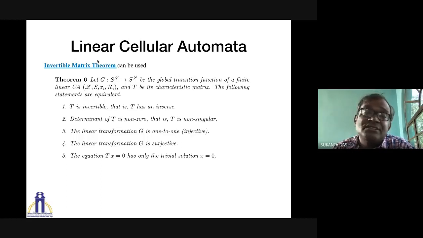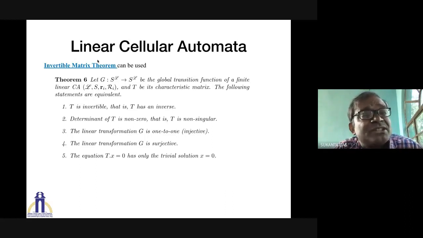Therefore, if T has an inverse, then T is non-singular, or if T is non-singular, then T has an inverse. If you want the proof of this theorem, it is a very basic theorem of matrix algebra. You can go to any book, and these proofs are available. This is the advantage of using matrix algebra. I have just taken the result.